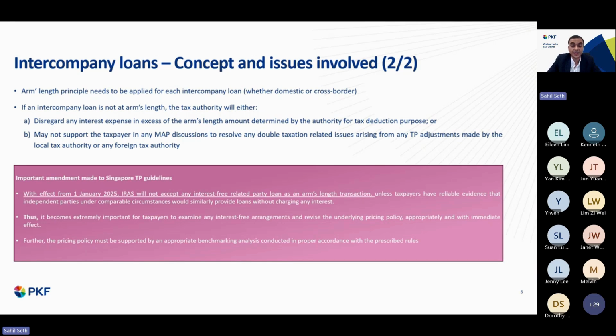unless and until the taxpayers have reliable and very credible, solid evidence to support that third parties will render or provide an interest-free loan, which is, to be honest, very rare now to be seen in today's transfer pricing environment. So if the group or the entity has any such kind of interest-free loan arrangement, they need to be fixed and need to be evaluated at the earliest, right?